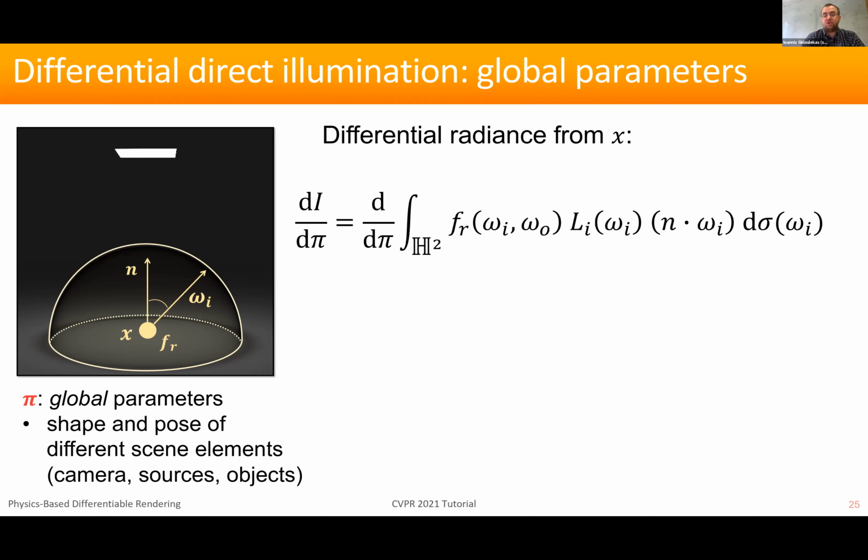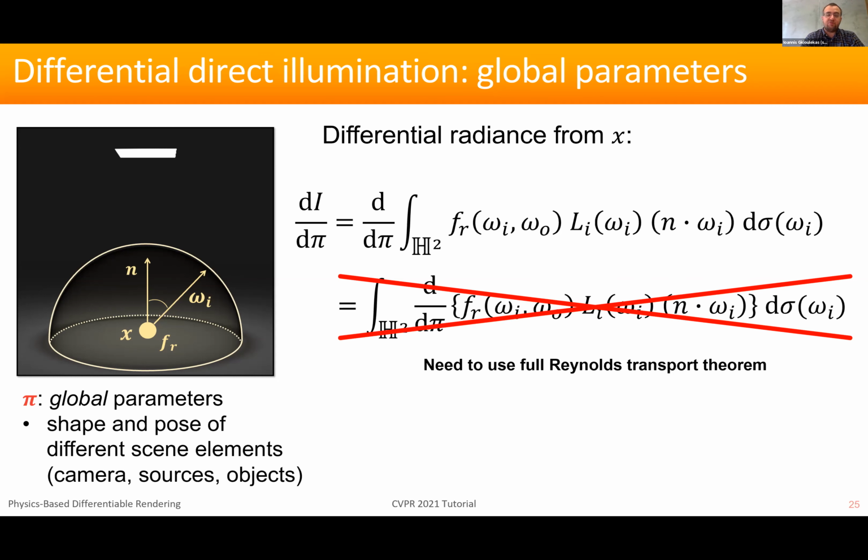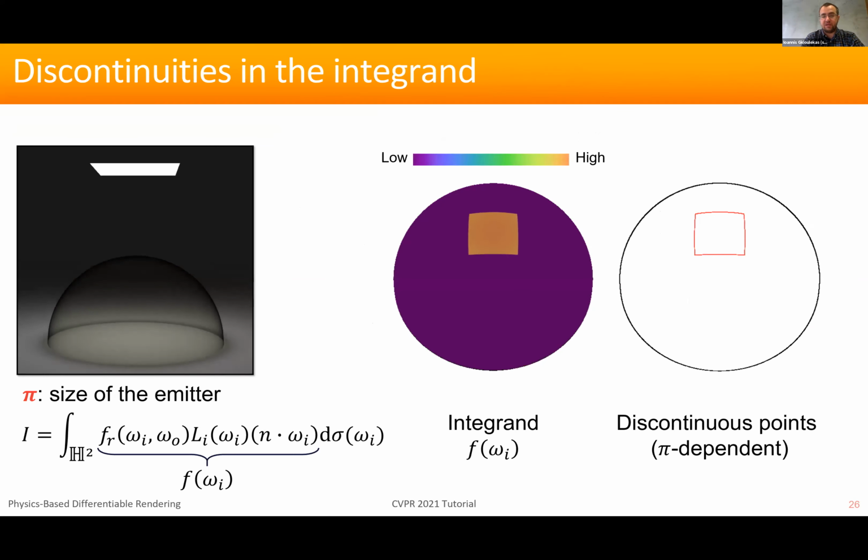The difference between these global and local parameters is that when we differentiate with a parameter pi that is in the form of a global parameter, we can no longer simply move the derivative inside the integral. Instead, we need to use the full Reynolds transport theorem I mentioned earlier to do this differentiation correctly. And to highlight this and give some intuition of exactly how this works, I look again into the scene I have been drawing on the top left as my example scene for discussing direct illumination.